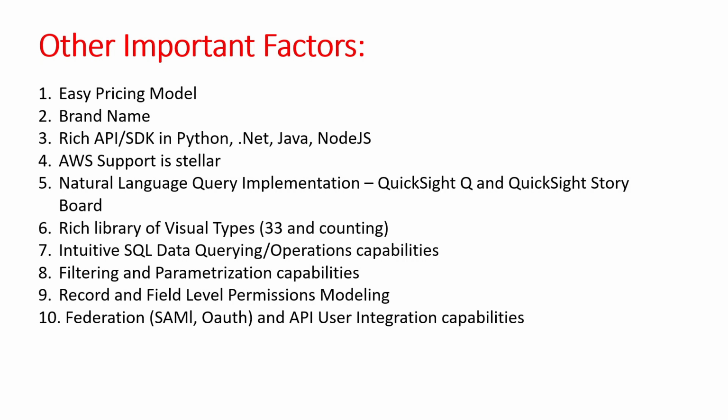The next important factor is the rich API and SDK support. Whatever BI tool you choose, choose a tool that supports an SDK in various programming languages. Imagine an enterprise product or an enterprise application suite where you have more than one application. Chances are that these applications are developed in different programming languages. So you need a BI tool that has support for various programming languages. For example, QuickSight has support for SDKs in Python, .NET, Java, and Node.js, which made the job of integrating with our various products fairly seamless.